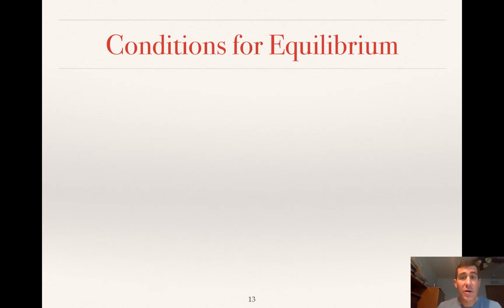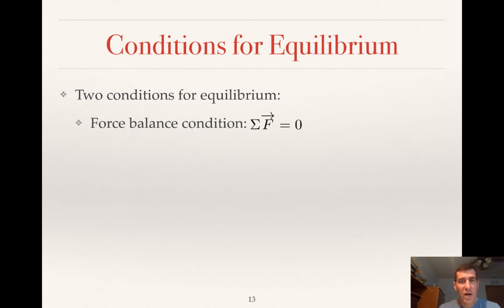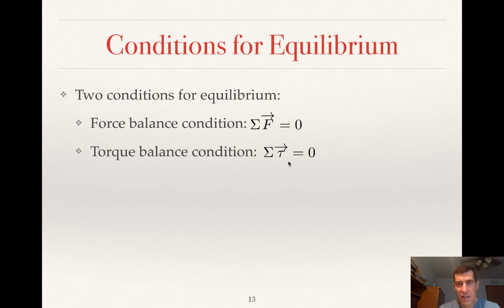Okay, so what are the conditions for equilibrium? Well, there are two of them, and it's pretty simple. First off, there's what's called the force balance condition. If the net force on an object is zero, then remember, Newton's second law says force is mass times acceleration, so the acceleration has to be zero. And remember, acceleration equal to zero was one of our definitions for equilibrium. But of course, that's not enough, because you can have an object where the net force is zero but the net torque is not. So the second condition deals with torque, and it's called the torque balance condition: the net torque on an object also has to be zero.